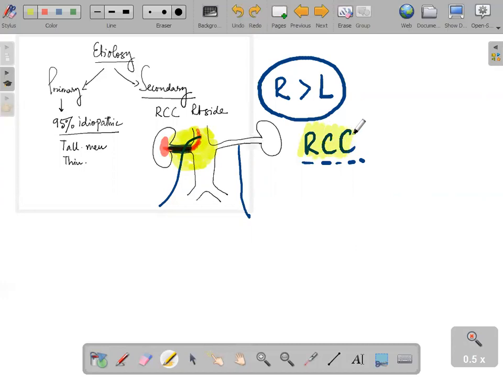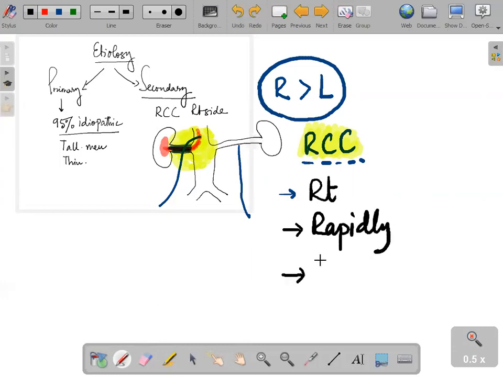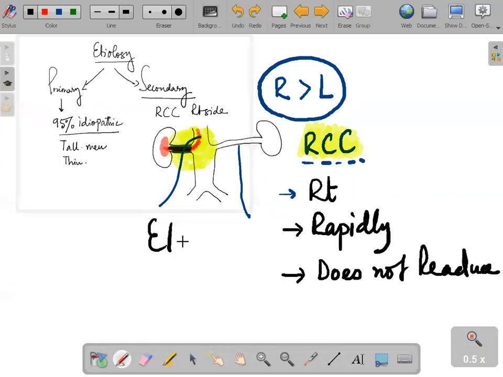So this is all about a renal cell cancer story. Now, when will you suspect a renal cell cancer? One, when the varicocele is on the right side. Number two, when it is seen to rapidly evolve another arm. Number three, when it does not reduce very quickly. And finally, when it is seen in an elderly.